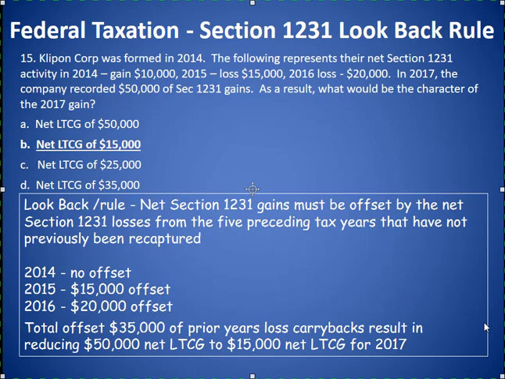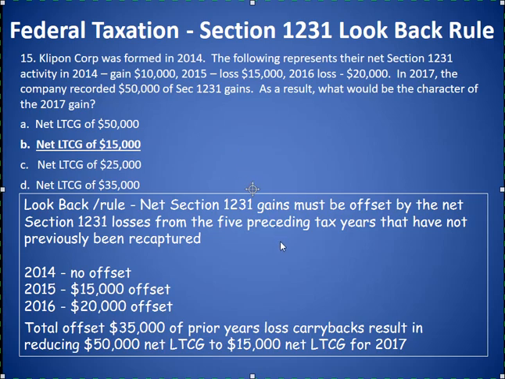Again, we have to use a look-back rule in computing capital gains. In theory, if there was no look-back rule, the entity could avoid taxes by recording $50,000 of 1231 gains in 2017, which could be subject to favorable capital gains treatment, while also claiming losses in previous years that would be fully tax deductible.